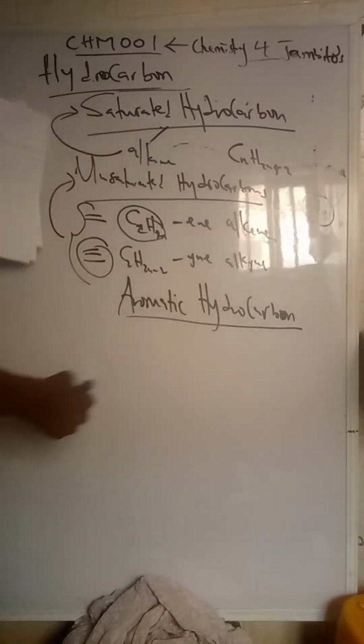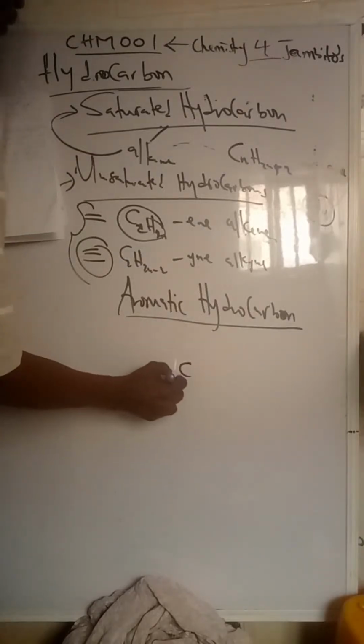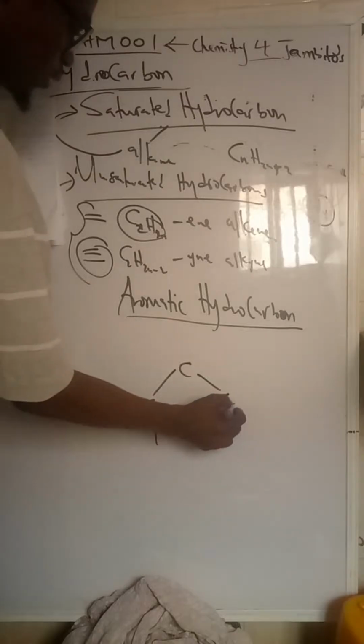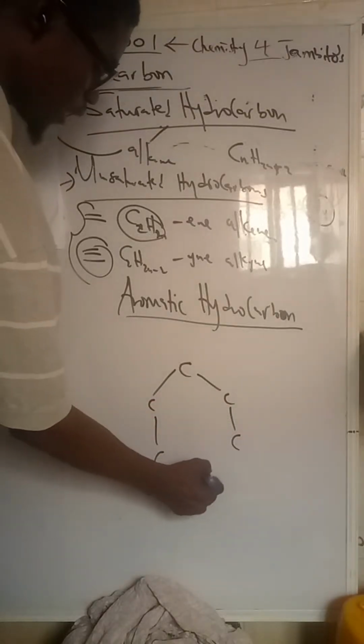For instance, this is your benzene. So we have benzene, normal. You draw it like this. This is your aromatic benzene. You dash it like this.